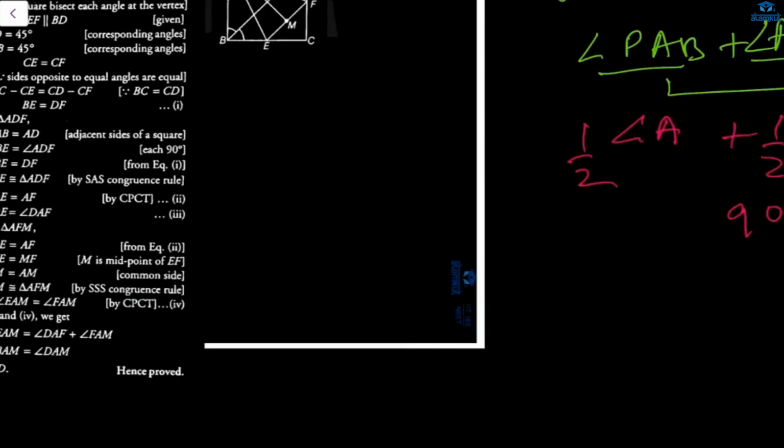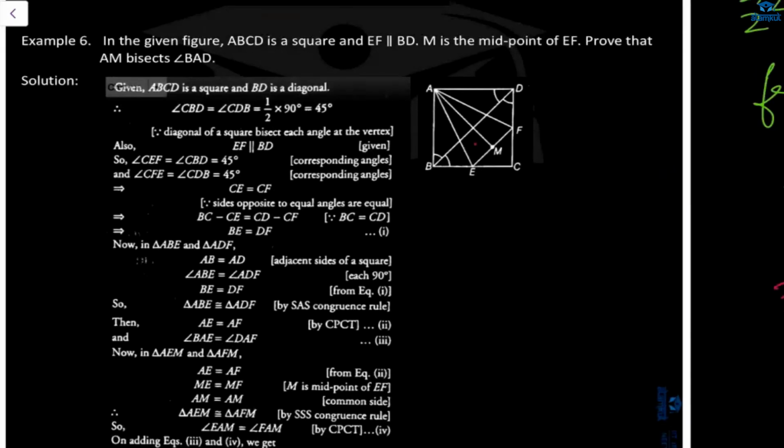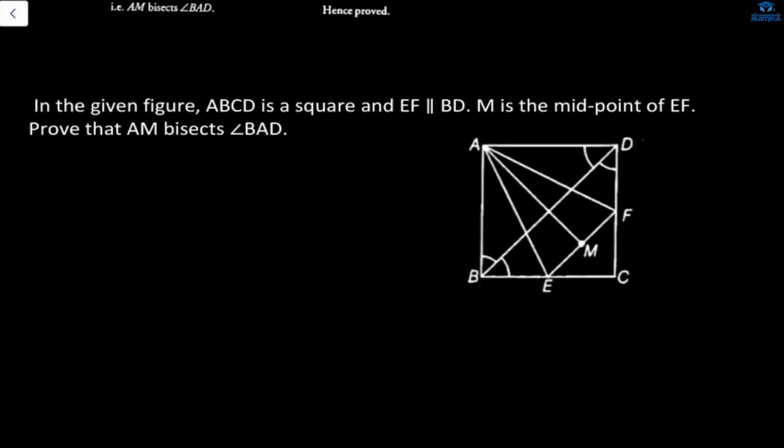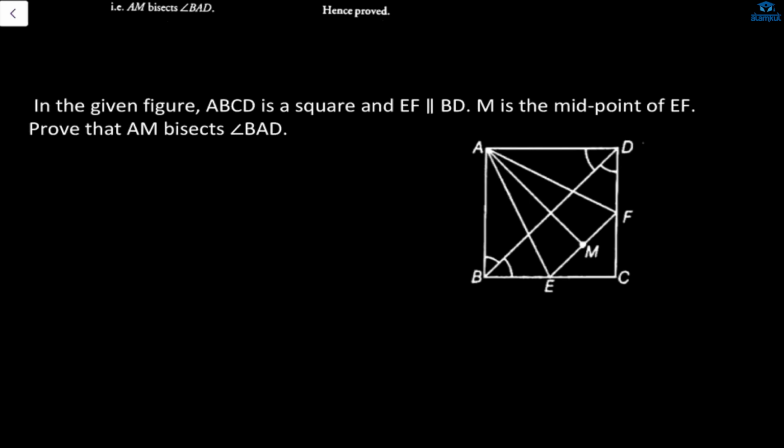Now this is the question. Think about this question for 1 minute, and then I will explain it. Think about the possible ways you can prove it. What is there in the given figure?